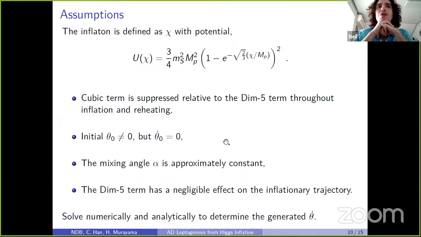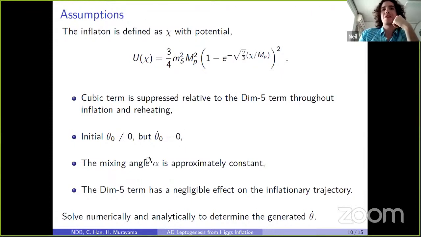Firstly, we don't want the cubic term to dominate because we find that it leads to very non-predictive behavior. But if the dimension 5 operator dominates over the cubic term in the large field regime, then we can get a quite analytically nice result. We're going to assume an initial theta naught, but with theta naught dot equal to 0.